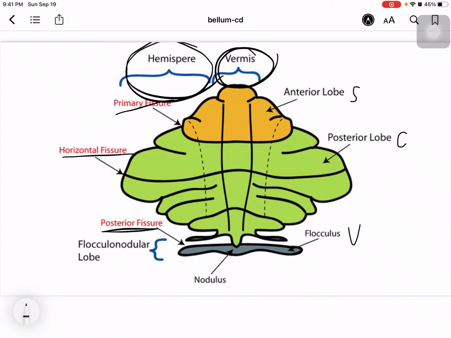Therefore, if you have a lesion in the anterior lobe, because it regulates the muscle tone, you would have hypotonia. For a lesion at the posterior lobe, it would manifest with tremors. For the flocculus, since it's for the eye movements, you will have nystagmus, and because of the maintenance of balance, you will have ataxia.